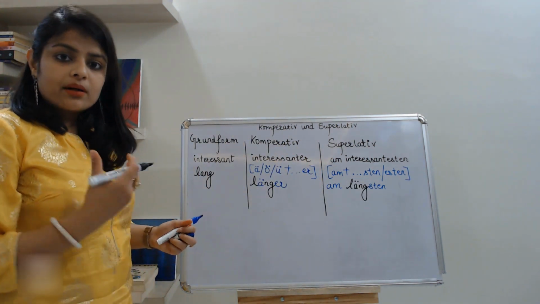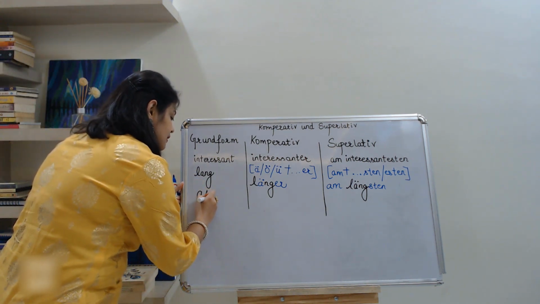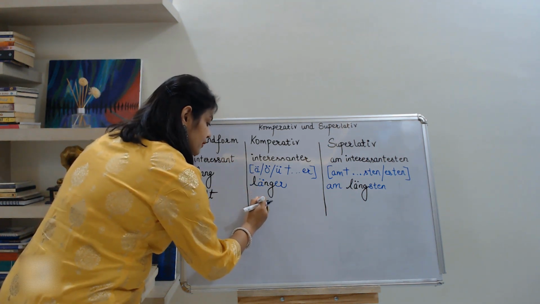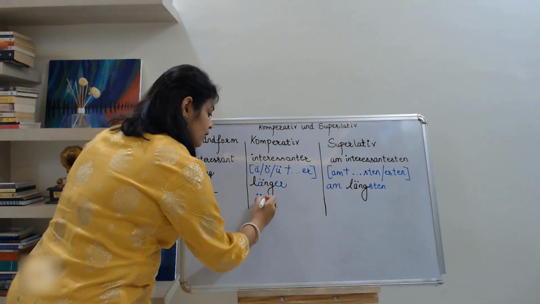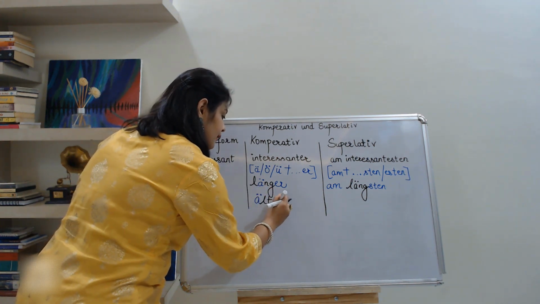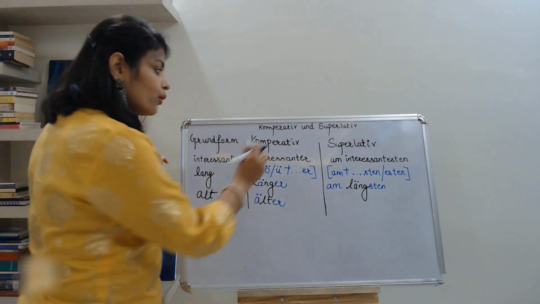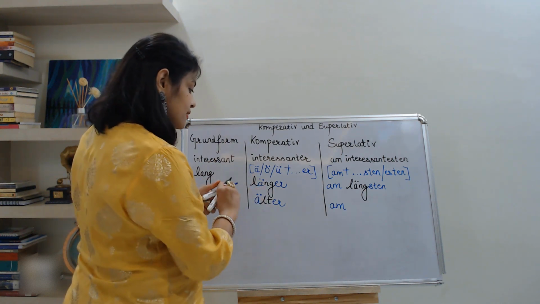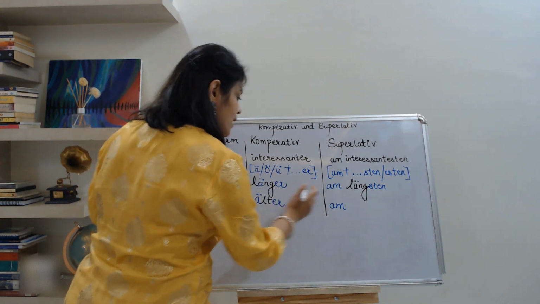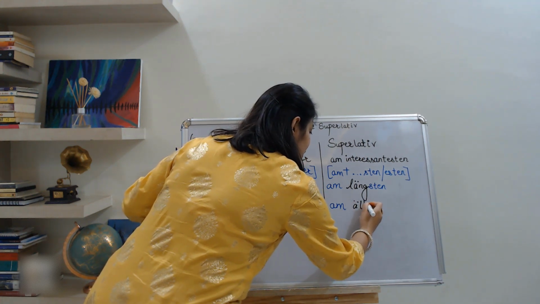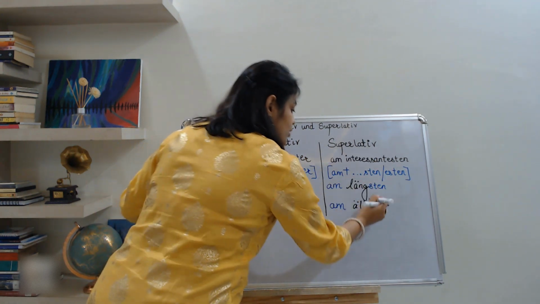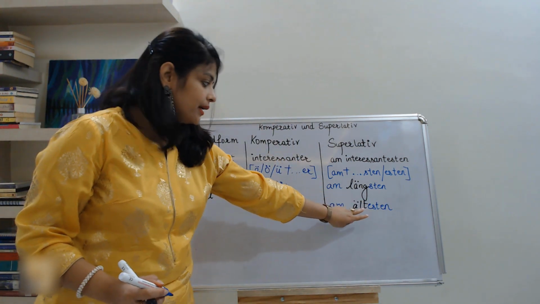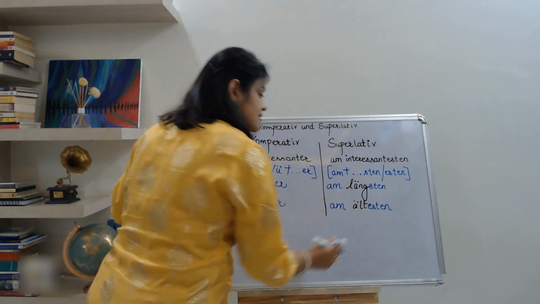Let's take one other adjective, zum Beispiel, das ist dann alt. So hier, das ist dann auch A, dann schreiben wir hier mit Umlaut und dann am Ende ER, älter. Okay? Und dann im Superlativ auch am und dann schreiben wir nochmals diese Form, and because the adjective is ending with T, we are going to write E-S-T-E-N. Am ältesten.